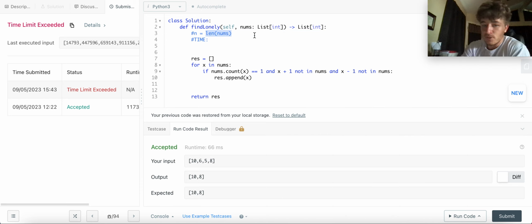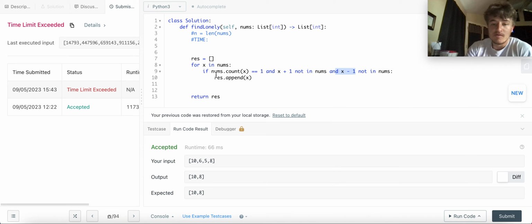And then for all n numbers, we have to count how many times that number exists. In order to do that, we're going to have to count through the entire array to find how many times that number exists. We're going to have to find if that number plus 1 is in the array, so we'll have to look through the whole array to do that. And we'll have to find if x minus 1 is in the array, so we'll have to look through the whole array to do that as well.